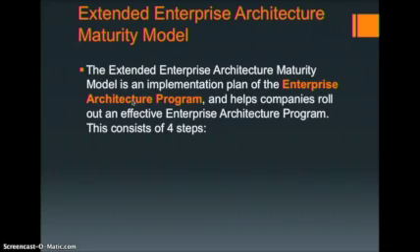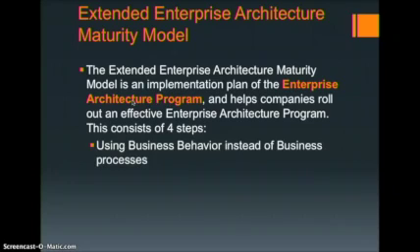How can the company better respond to those needs? The enterprise architecture program helps companies to better respond to changes in decisions. It helps to reduce duplication and inconsistencies and overall increase the ROI for a company. So this extended enterprise architecture maturity model helps companies to roll out an effective enterprise architecture program. It consists of 4 steps.